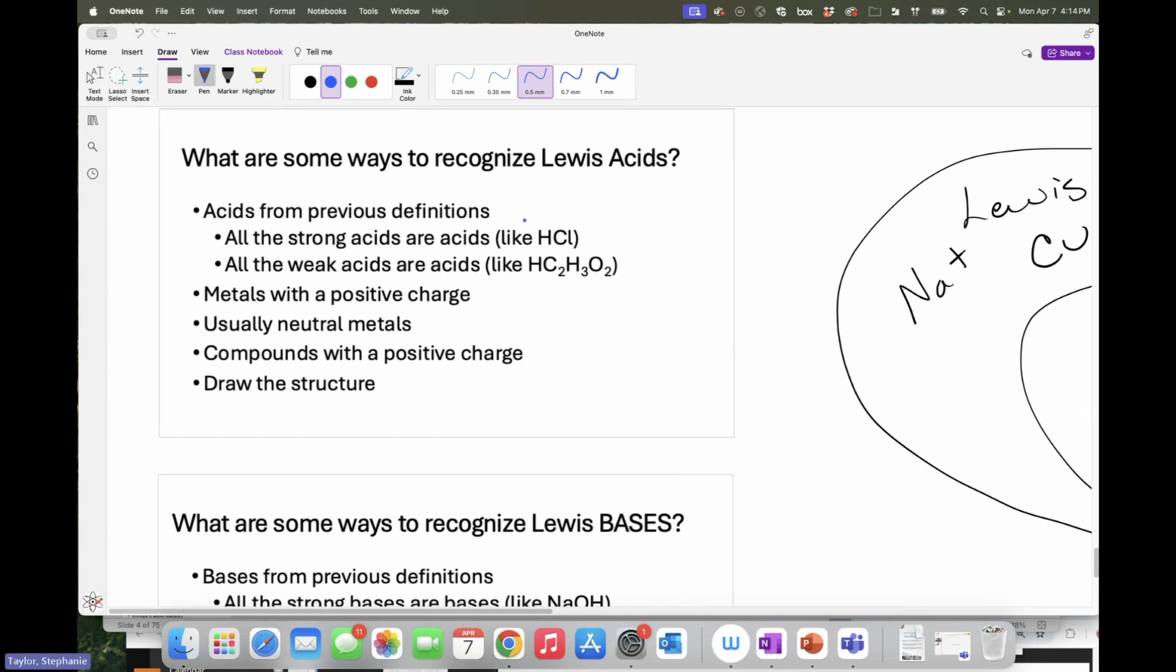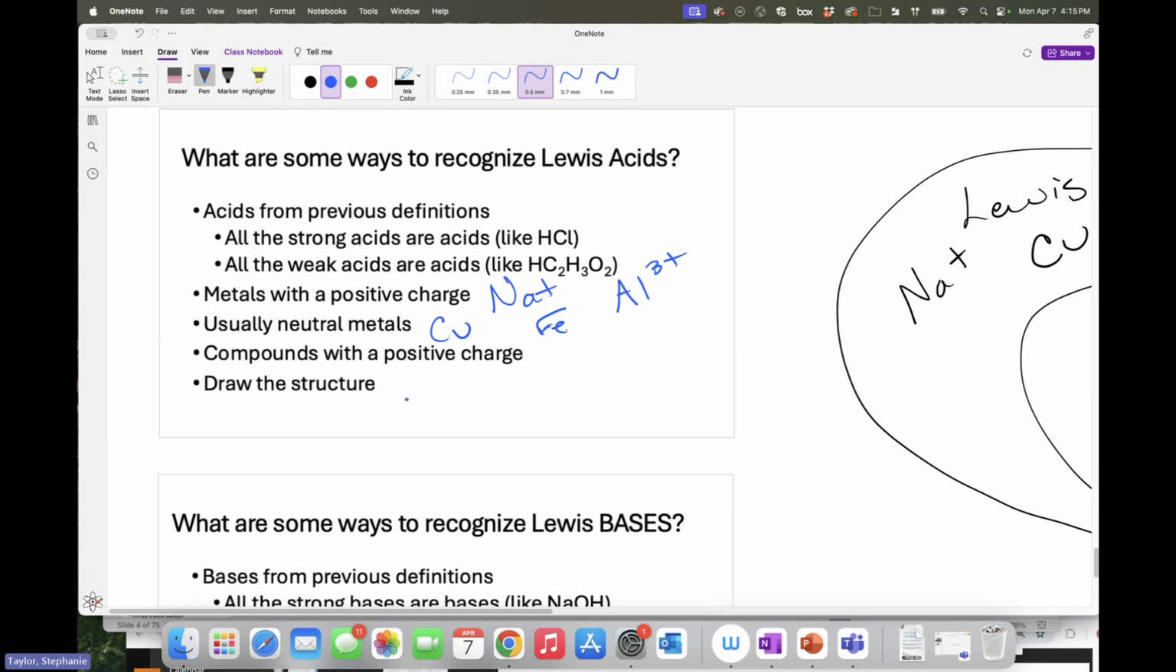So some ways to recognize Lewis acids. My first one says acids from previous definitions. All the strong acids are acids, all the weak acids are acids. So don't lose that. Metals with a positive charge: sodium, aluminum, things with positive charges. Usually Lewis acids. Usually neutral metals. That's why I've got copper on there. Iron, just neutral stuff. Compounds in general with a positive charge. Honestly, this one's difficult for me to give you an example that's not already on this list, but I put it on there just in case.